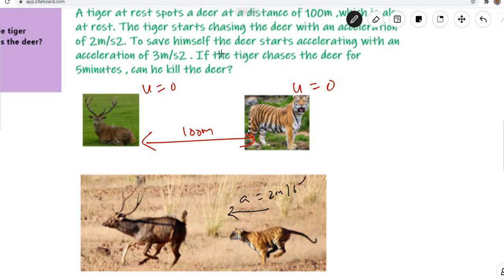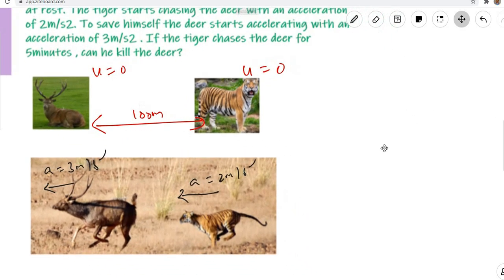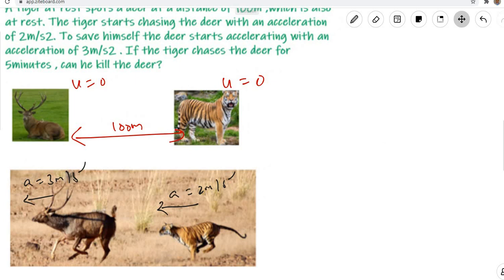To save himself, the deer starts accelerating with an acceleration of 3 meters per second square. Yes, it has to move with more acceleration. So the acceleration of the deer is 3 meters per second square. Now the question is, if the tiger chases the deer for 5 minutes, can he kill the deer? Now, let us find out first how much distance the deer will travel in that 5 minutes. Then you'll understand. Let us write down for the deer.